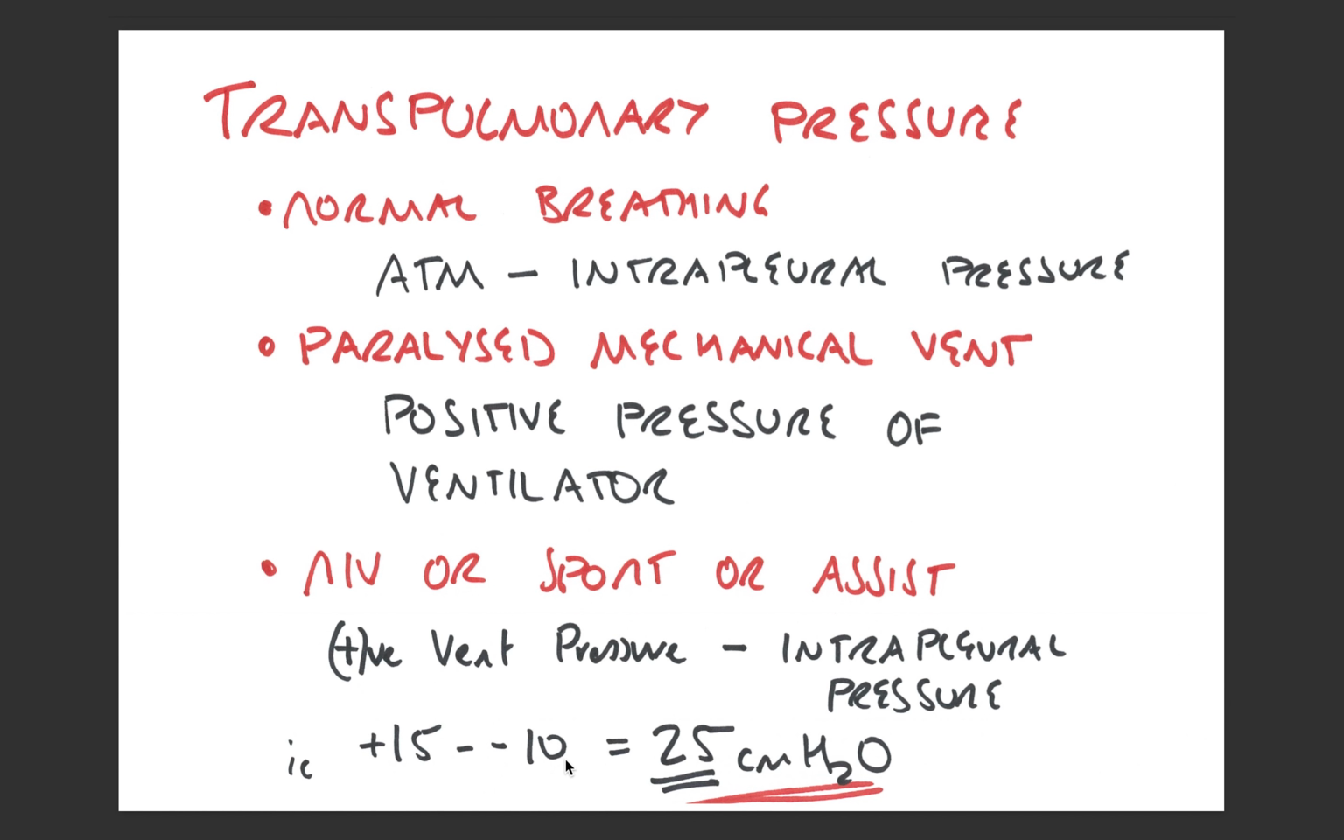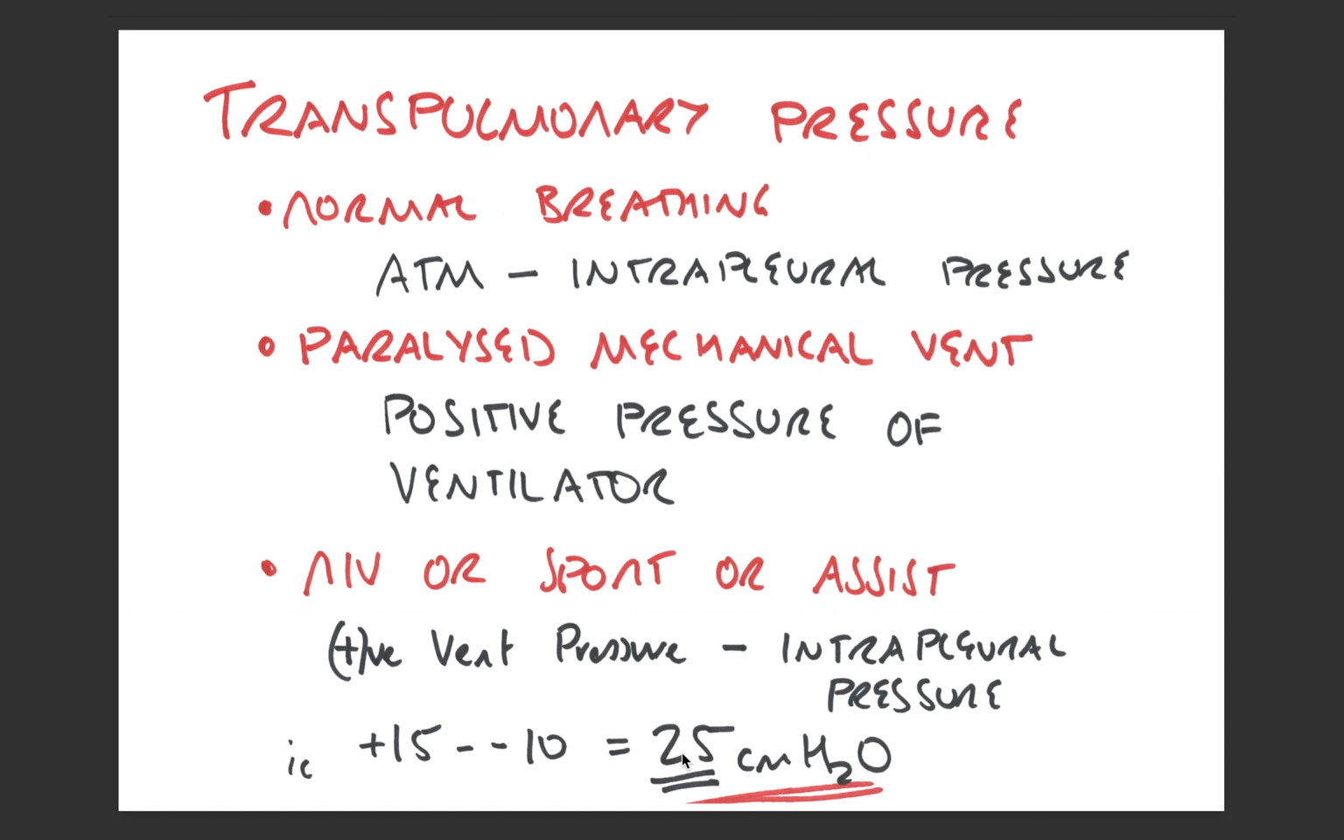And if the patient is trying very hard, using a lot of effort, this could be minus 10 centimeters of intrapleural pressure, which makes the gradient 25 centimeters. You need to think about this several times, or in an exam or real world setting, you'll find that you go 15 minus 10 equals 5, which is incorrect. It's plus 15, the difference between that and negative 10, which is 25 centimeters. So a lot more than it first seems when you put a patient on SPONT.